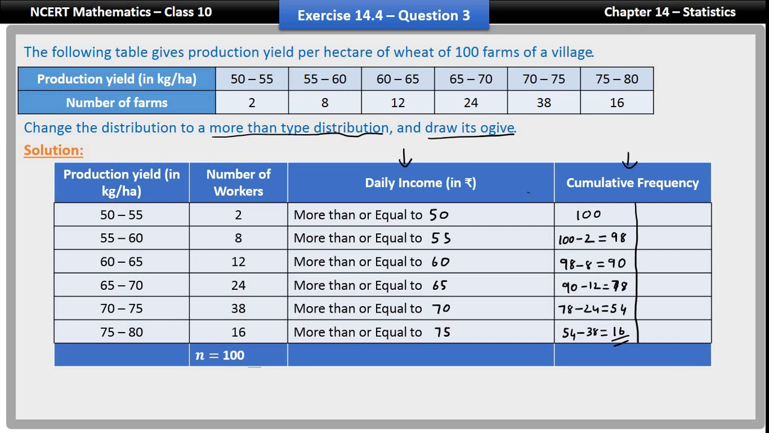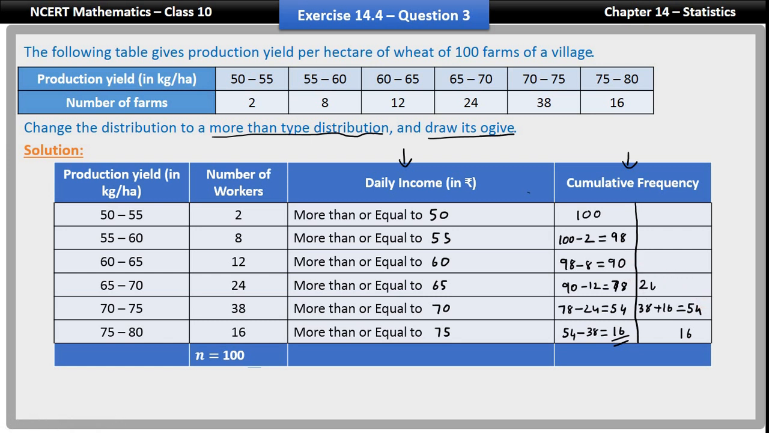Or we can also start from the bottom. The process is almost similar to the less than method if you come from the bottom. So here you first write the same frequency in the last row, that is 16. Now in the next row, add this 38 to this 16. So that is nothing but 54. Now for this row, add this 24 to the previously calculated total.